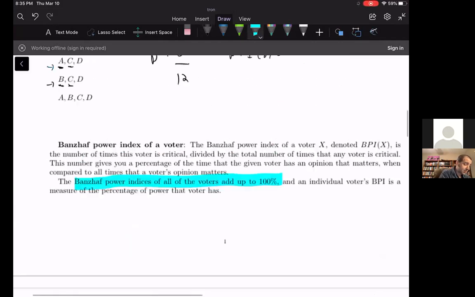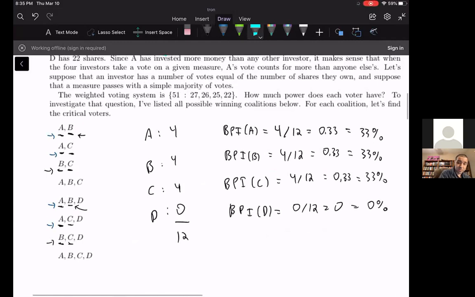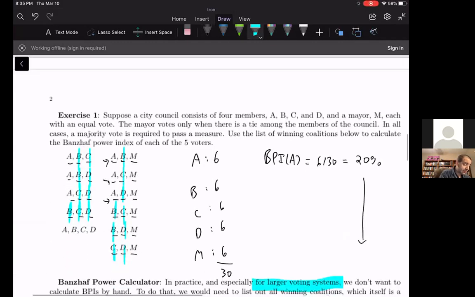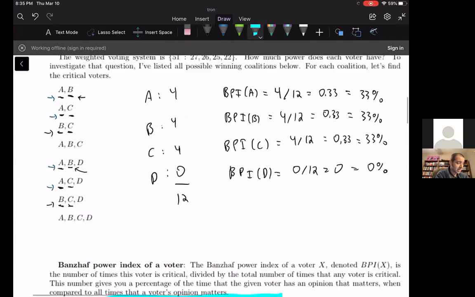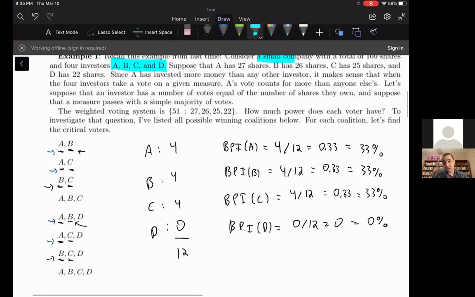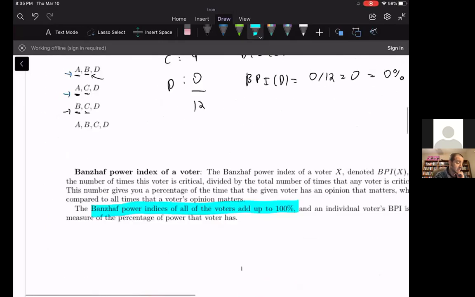So this example had 4 voters. This example had 5 voters. The European Union, I should have looked this up ahead of time, has like 28 members or something, 28 voters. You obviously don't want to deal with 28 voters like this. It would take forever. Same thing for this tiny company that only had 4 shareholders. Imagine having 2,000 shareholders or something who have voting rights. You don't want to list everything out like this.